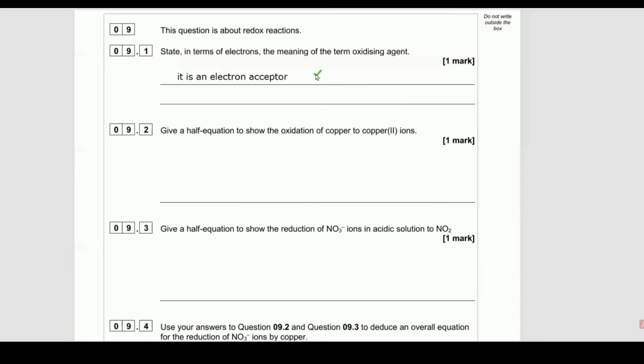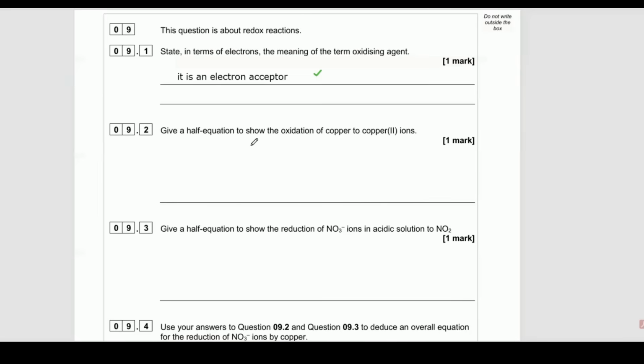Now, something when looking at the mark scheme to this, do not say it can accept a pair of electrons, because that doesn't make you an oxidizing agent. You might only need to take one electron and you're an oxidizing agent. So chlorine is an oxidizing agent, or certain other things are oxidizing agents, and they may only need to accept one electron. So yeah, there we go.